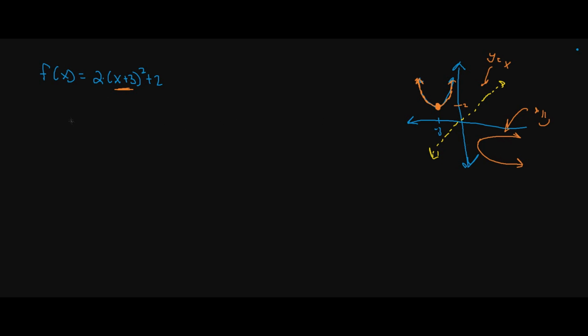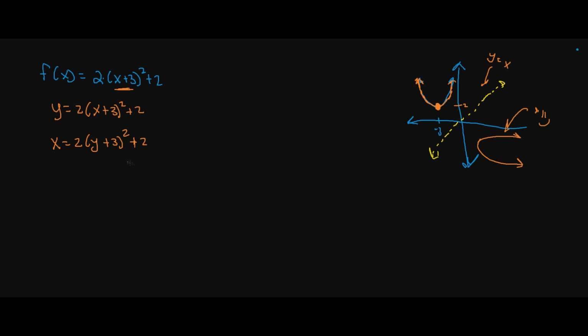So instead of writing f of x, the first thing I want to do is just write this as y equals 2 times (x plus 3) squared plus 2. Well, when you're finding the inverse, you switch the inputs and the outputs. So we'll go ahead and switch the x and the y from the respective locations. And now we just do the inverse operations. Remember, if you want to find the inverse, it does the exact opposite that the original will do.